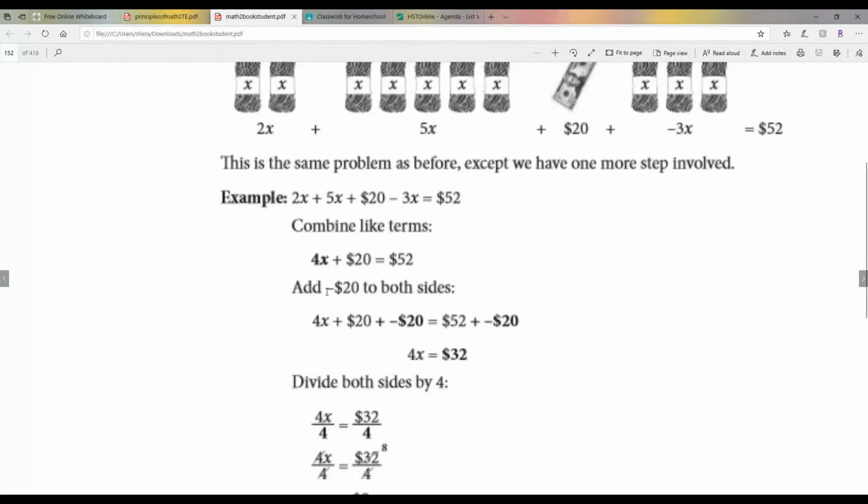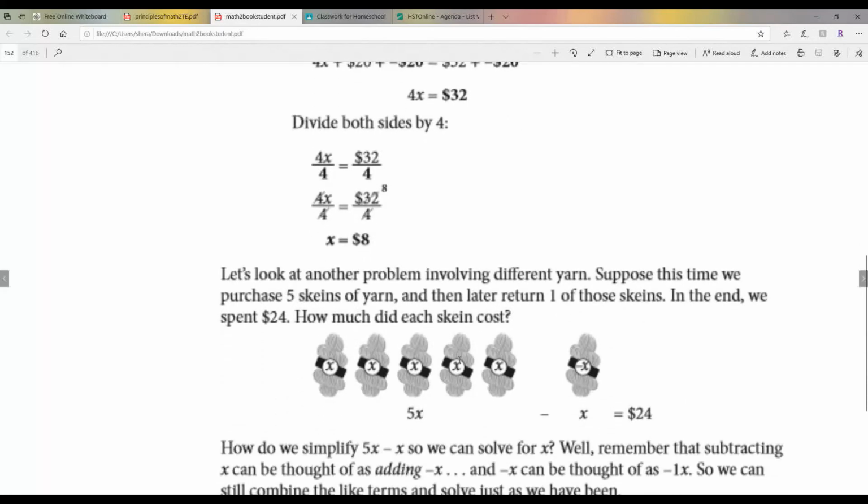Now, you're going to subtract, because we want to get x by itself. So the first thing we got to do is get 4x by itself. So let's take the $20 off both sides, and we're left with 4x equals 32. Divide both sides by 4, you get x equals 8.